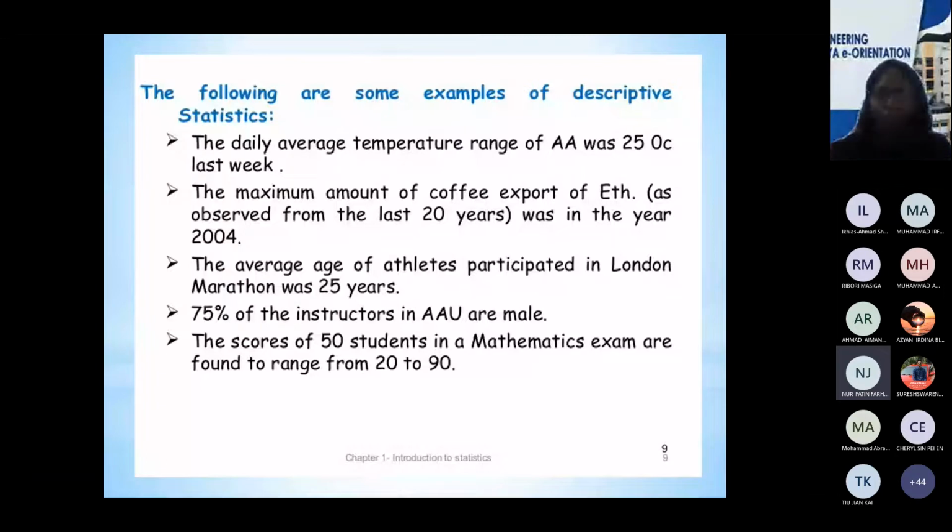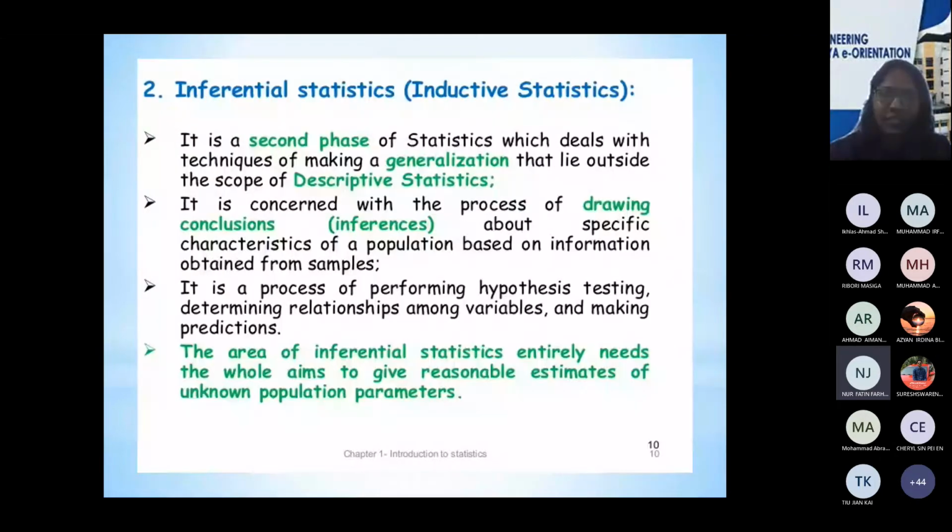Whereas for inferential statistics, the whole aim is to give reasonable estimates of unknown population parameters. That means you sample a small amount and then we want to estimate the parameters of the whole population. That means we make a conclusion about it. This is an example of it.